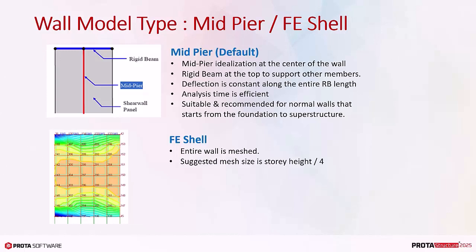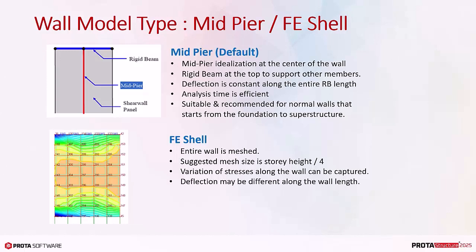As a general guideline, the maximum mesh size should be story height divided by 4. In this model, the variation of stresses along the wall can be evaluated. The deflection may be different along the wall length, depending on the loadings. The analysis is obviously longer since there are now numerous shells per wall in the analytical model.